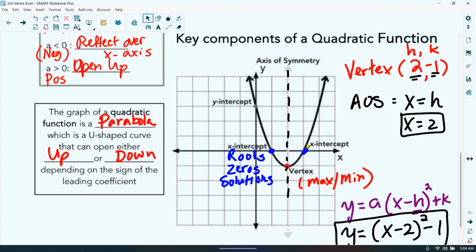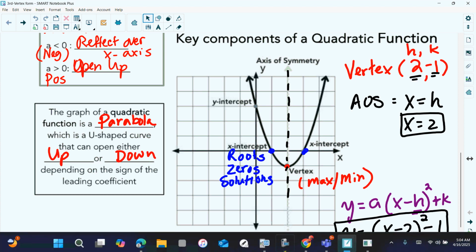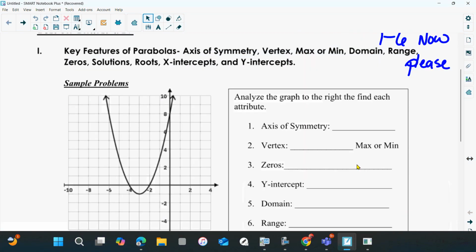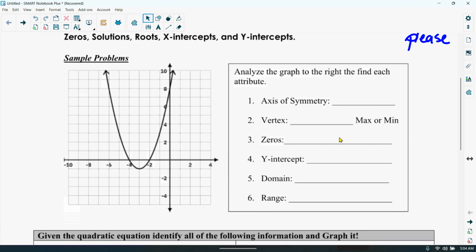Also, we add the notes of some additional words that we use for those components, like your root is known as your x-intercept. We also refer to it as the zero or the solution. So if you needed this, because if you were absent, we can go over it again. Your axis of symmetry, this is the line of symmetry that cuts the parabola in half.